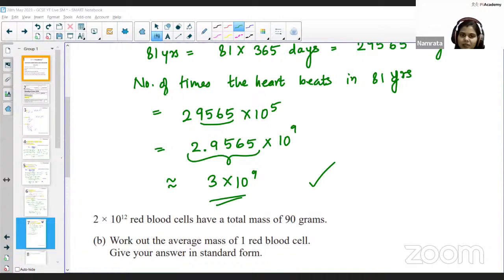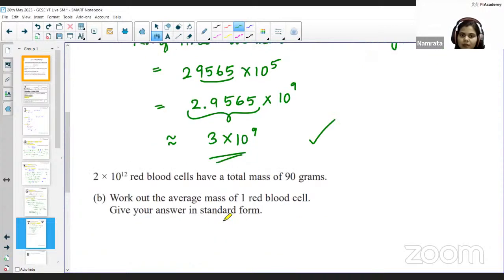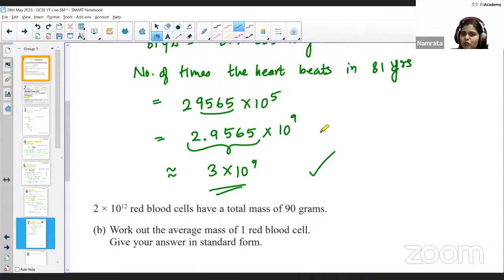Great. Okay. Moving on to the next one. Yes, you may also keep it as 2.9 times 10 raised 9. Even that response will be given right. Moving on to the next one.